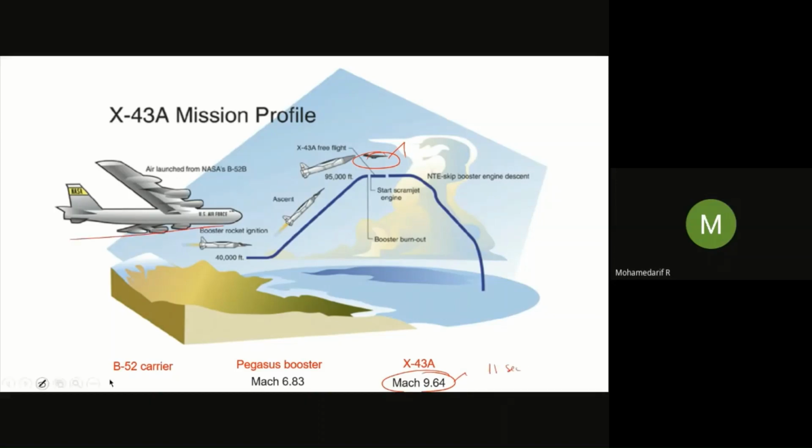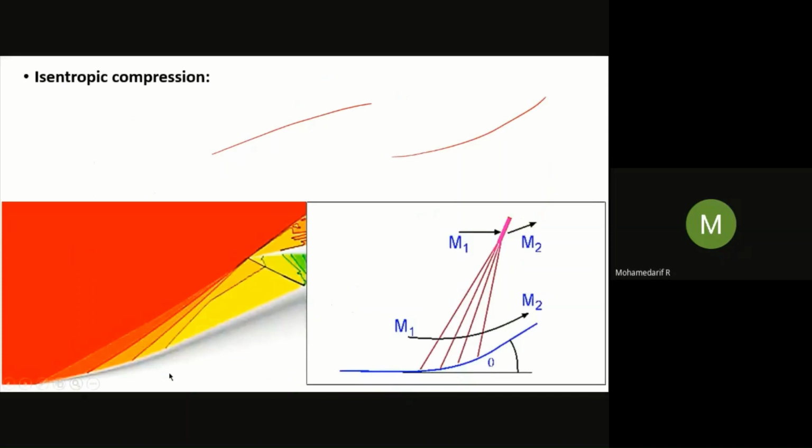Initially, it is taken by the B-52 carrier up to a certain height, around 40,000 feet. After that, to achieve the supersonic flow, we use a Pegasus booster. It went up to 95,000 feet. Once it achieved this Mach number, they released this hypersonic vehicle X-43A. Then it flew for 11 seconds at Mach number 9.64. At last, it fell into the ocean. This is the first successful hypersonic vehicle test. So you might have known. Here they use the isentropic compression, so this type of inlet they will have.